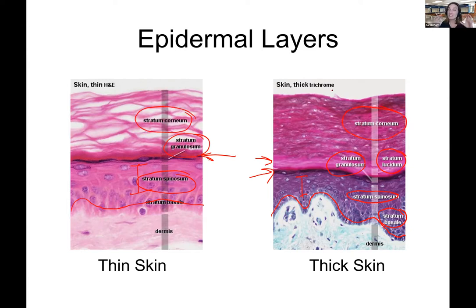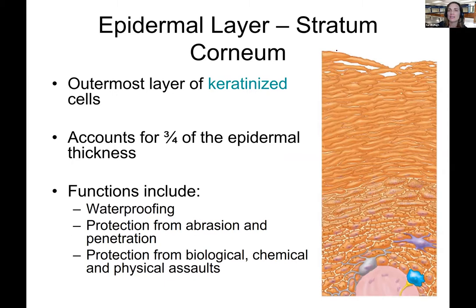This is a very thick layer of your epidermis. I remember this one because I think corneum, cornflakes. And if you look at the image on the left of thin skin, it looks like cornflakes stacked up. This is the flaky layer. This is the layer that's going to flake off. This is all dead. And so this is the outermost layer of keratinized cells. So all of this is the stratum corneum.